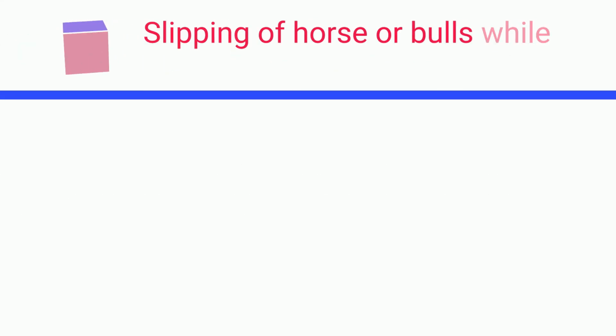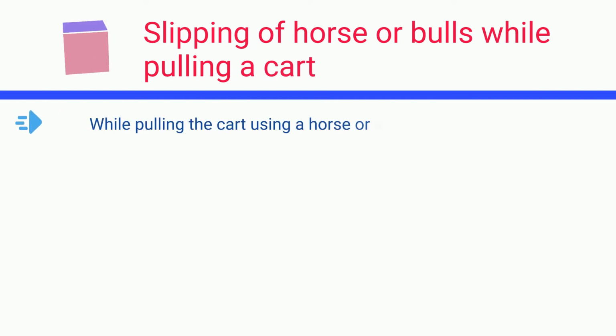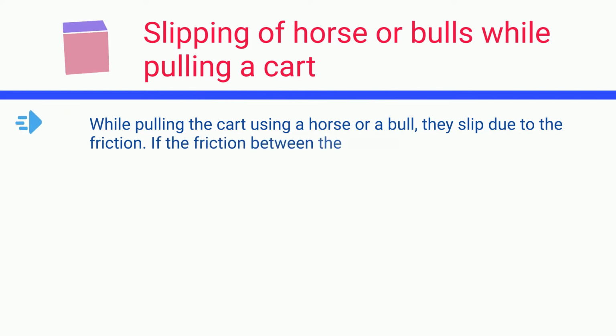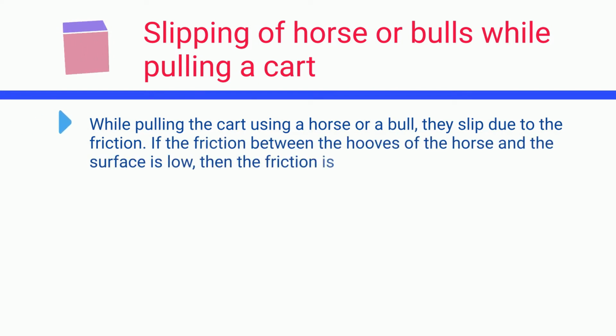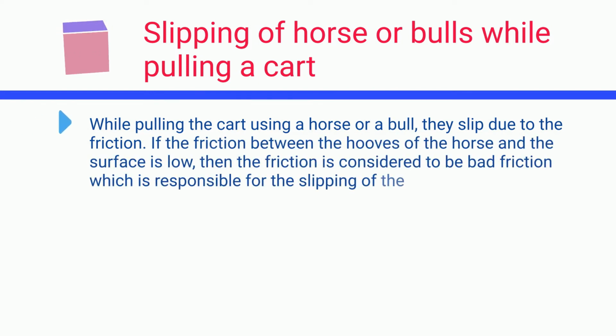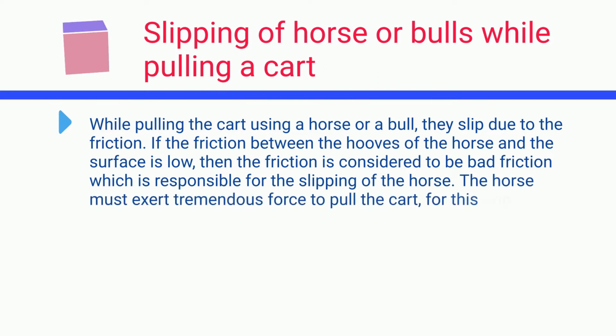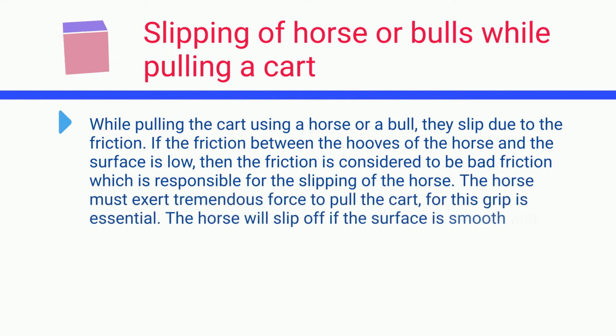Slipping of horses or bulls while pulling a cart. While pulling the cart, a horse or a bull may slip due to the friction. If the friction between the hooves of the horse and the surface is low, then the friction is considered to be bad friction, which is responsible for the slipping of the horse. The horse must exert tremendous force to pull the cart, and for this, grip is essential. The horse will slip if the surface is smooth and offers low friction.